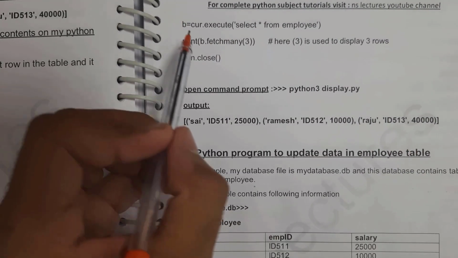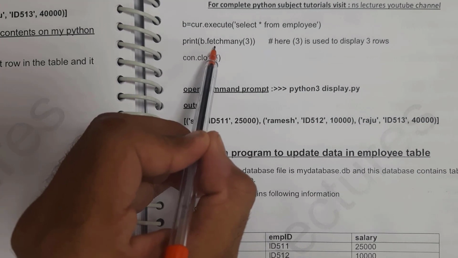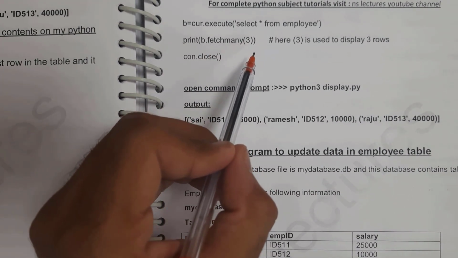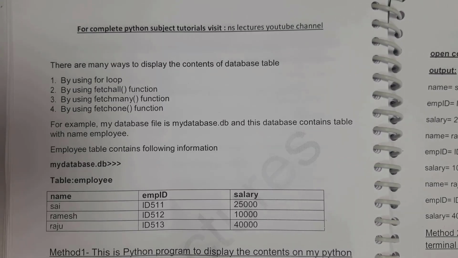This is same like fetchall function. Just in place of writing fetchall, write here fetchmany. And inside brackets, you need to give rows. How many rows that you want to print. These are Python programs in order to read data from database.